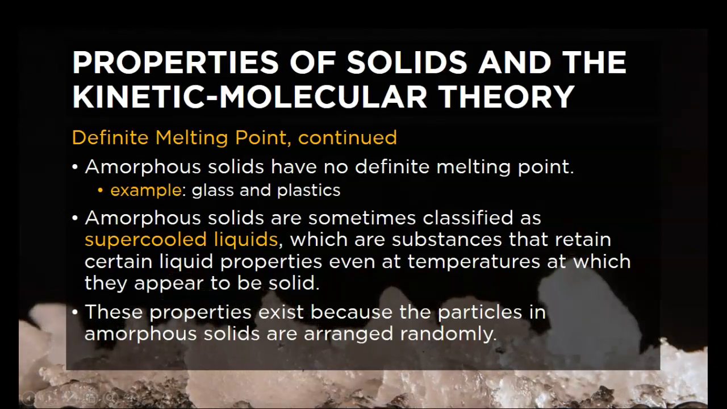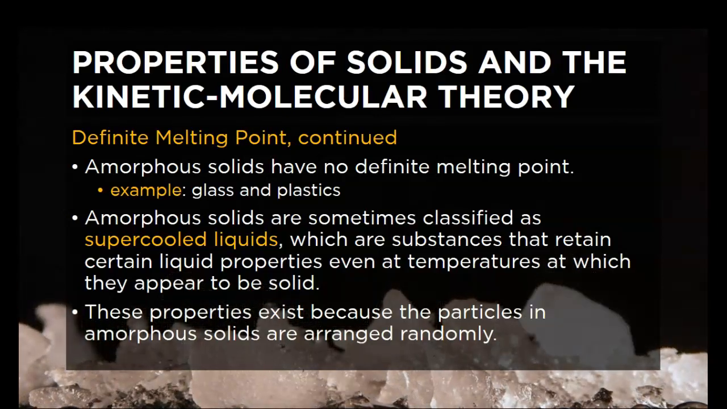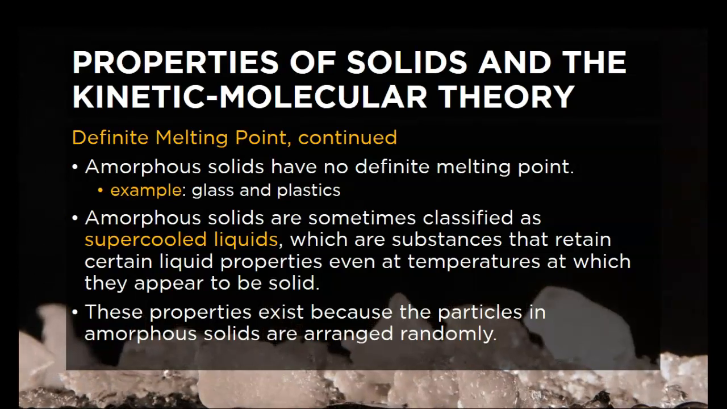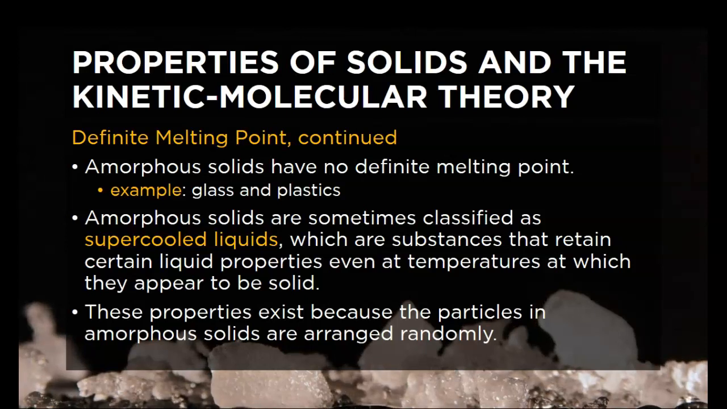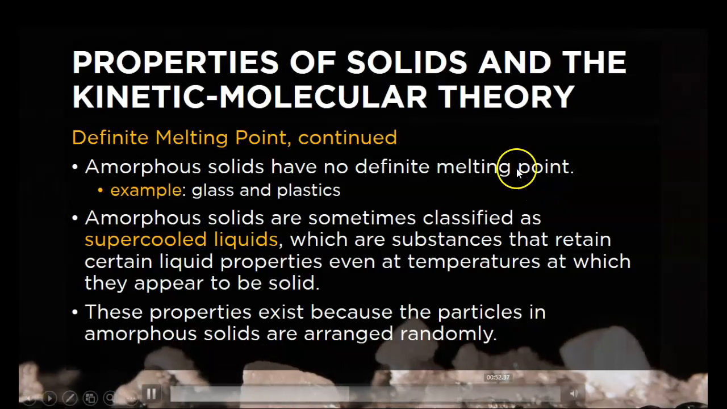So amorphous solids don't have a definite melting point. Things like glass and plastics, we see them as solid, but some of their properties are so close to liquids that sometimes they're called supercooled liquids. They appear to be solid, but they still maintain those certain liquid properties. And that's all because those particles inside the solid are arranged randomly.